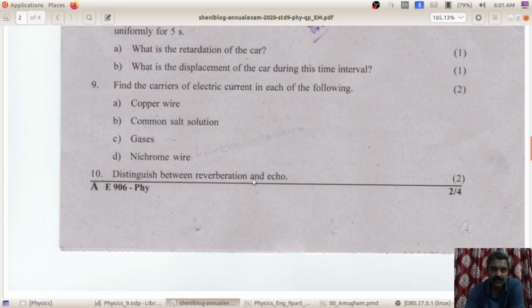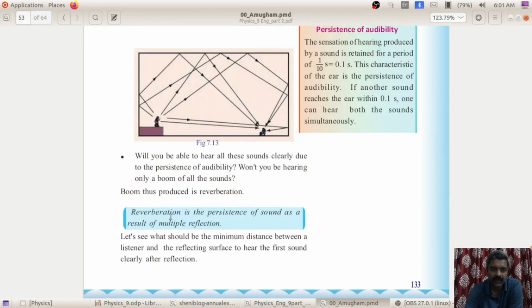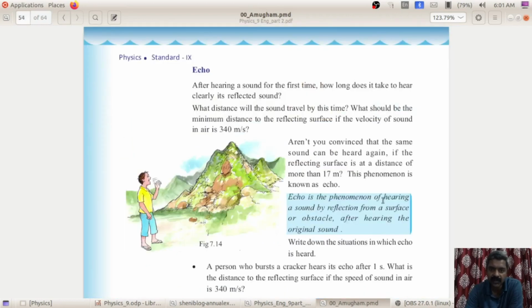Distinguish between reverberation and echo. Reverberation is the persistence of sound as a result of multiple reflection. Echo is the phenomenon of hearing a sound by reflection from a surface or obstacle after hearing the original sound.